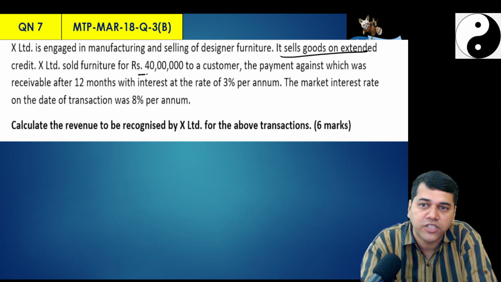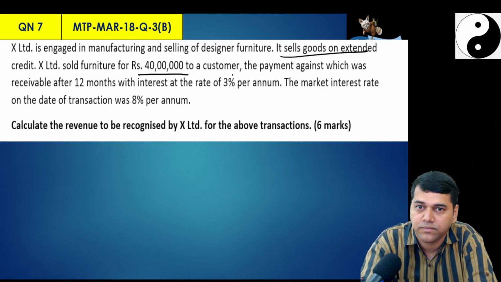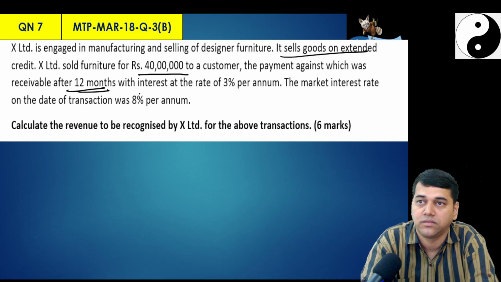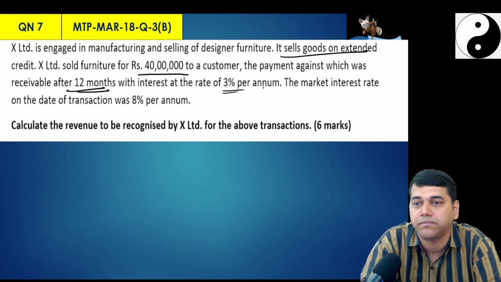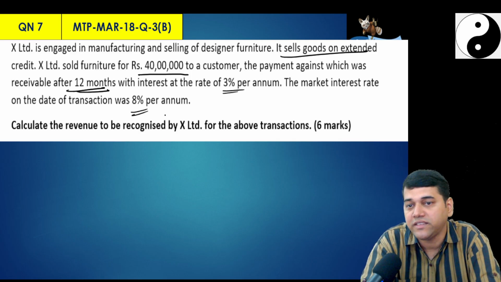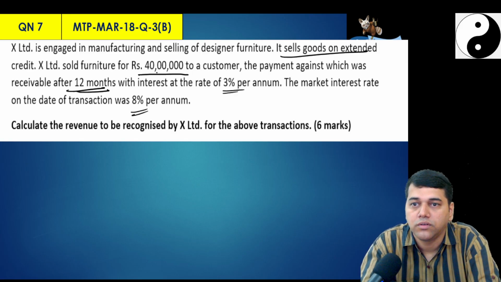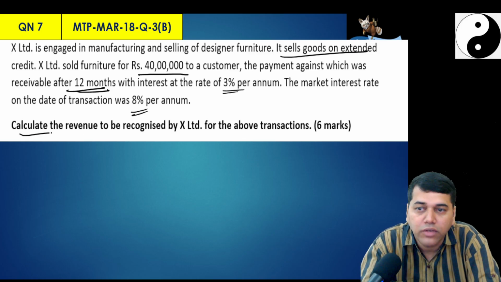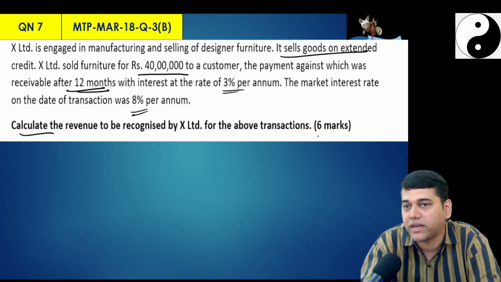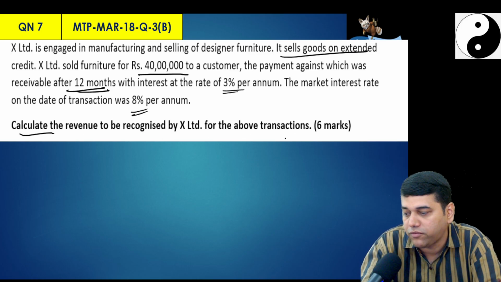It sold furniture for rupees 40 lakhs to a customer, the payment against which is receivable after 12 months with the interest of 3% per annum, and the market interest rate is 8% per annum. So calculate the revenue to be recognized for the above transaction. So this question can come for 6 marks.